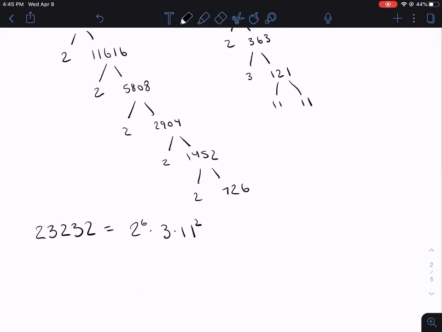Using the formula from before, the number of divisors is 6 plus 1 times 3 plus 1... wait, 1 plus 1 times 2 plus 1. So it's 7 times 2 times 3, which is 42. And that's the answer.